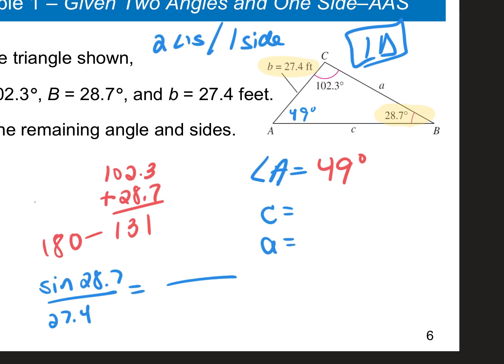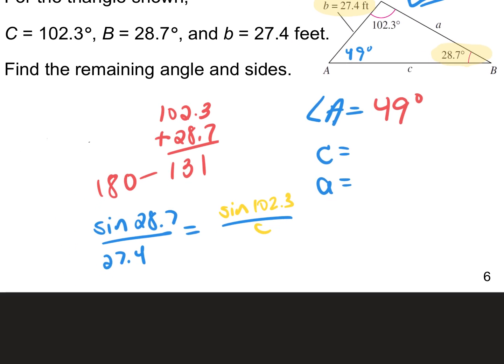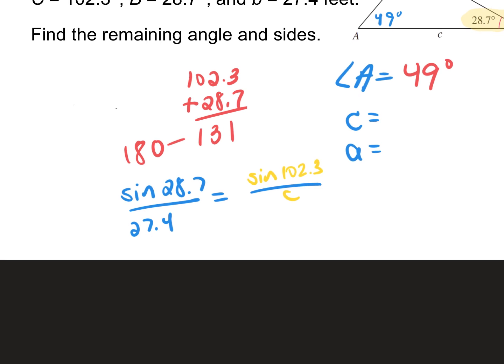So you're going to say sine. What's the sine of angle C? 102.3 over what? Over little c. Every single time, guys, you're going to use the proportion that they give you, the side and the angle that corresponds, and then you figure out the missing pieces. How do we solve when a fraction is equal to a fraction? You cross multiply. Don't do any calculations till the very end.